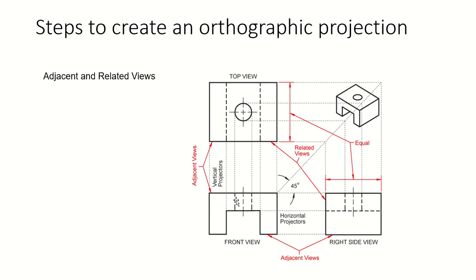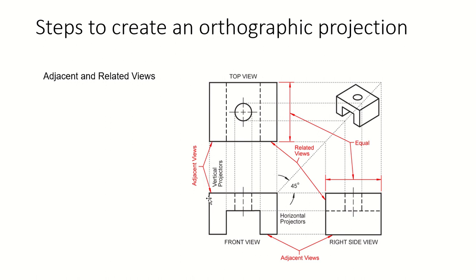Okay, adjacent or related views. This view and that view are adjacent to each other: front and right are adjacent to each other, and front and top are adjacent to each other. Top and right side are related to each other. Here your depth is equal to each other, this is your width equal to each other, and your height equal to each other. So we call these the horizontal projectors.